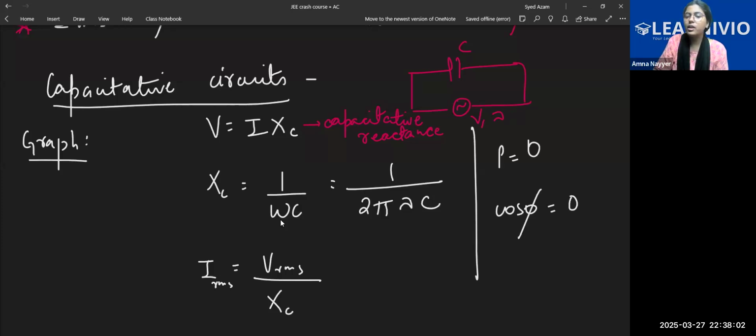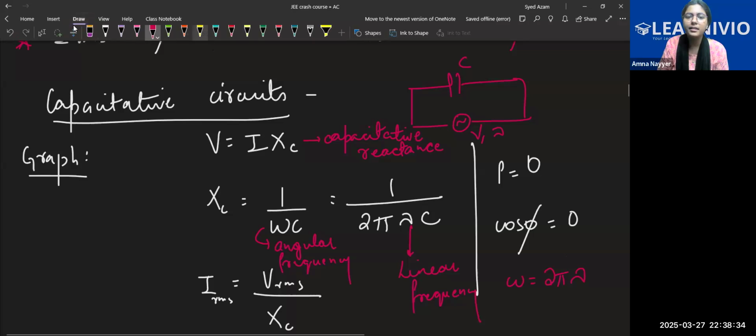What is omega? Your angular frequency. Omega is the angular frequency. So omega is equal to 2 pi nu. The usual formula of angular frequency is 2 pi nu. So you put it here, and nu is the linear frequency. So see, if you see this relation, can you tell me how are XC and frequency related if I plot the graph?